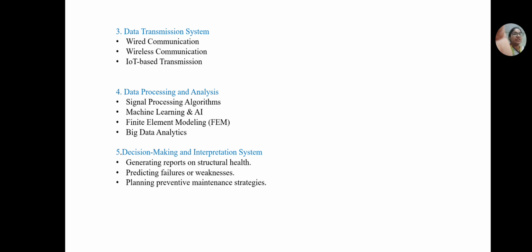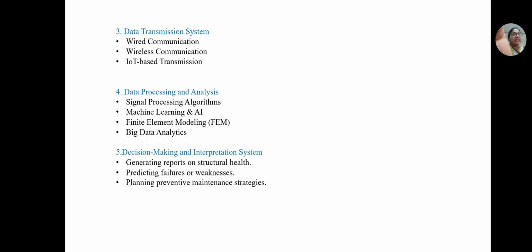The transmission system is used to transmit the data from the sensor to the central monitoring unit. It can be transferred in three ways. Wired communication means that by using cable, the information is transferred from the sensor to the central monitoring unit. Otherwise, wireless communication by using Wi-Fi or Bluetooth. Otherwise, smart sensor cloud monitoring systems can also be used for data transmission.